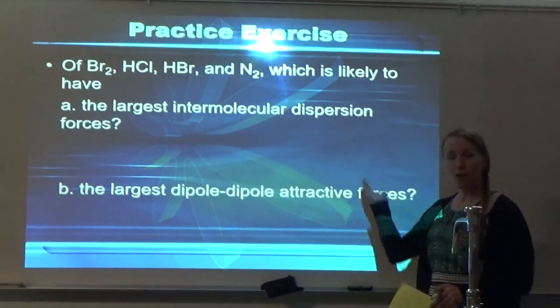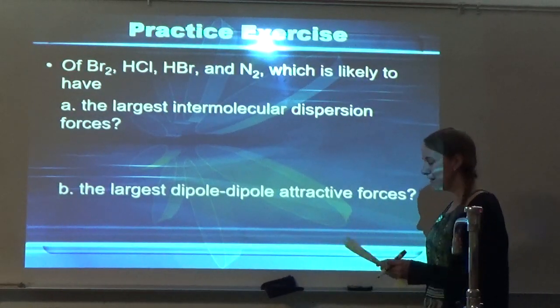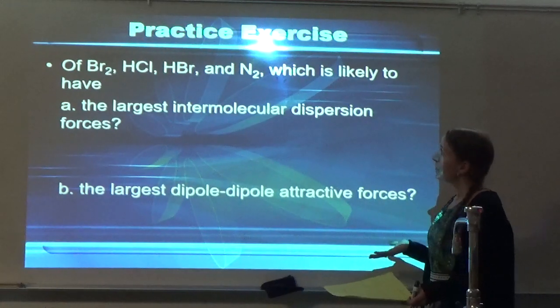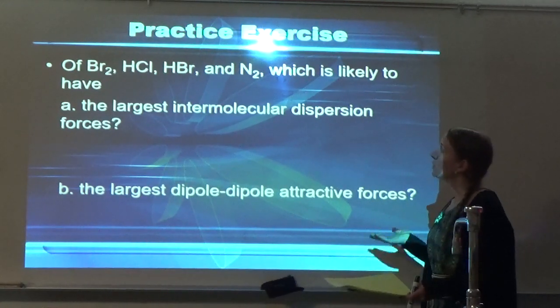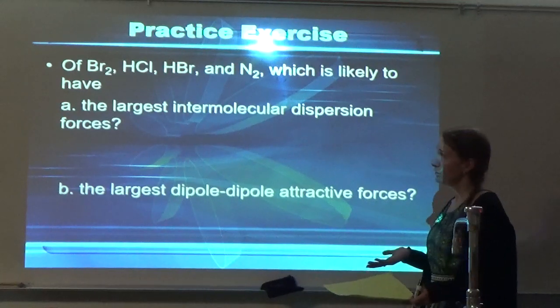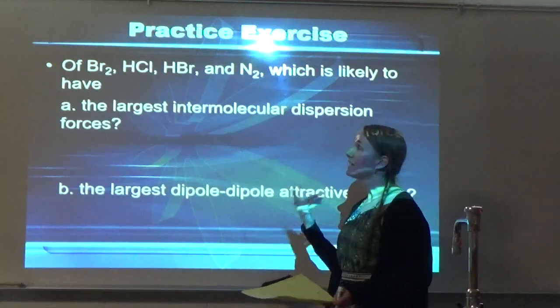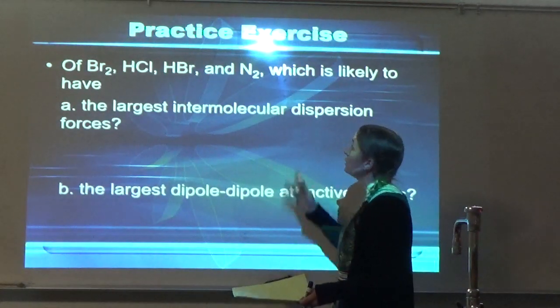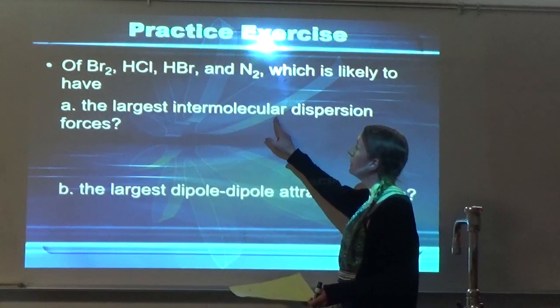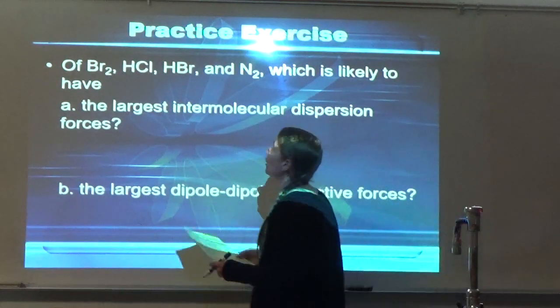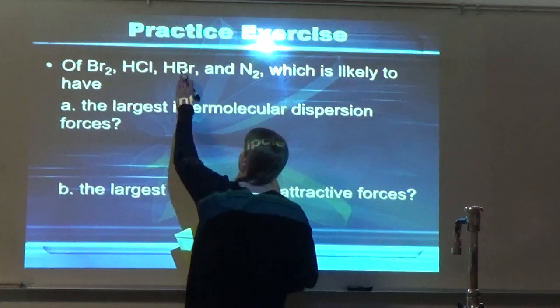Alright, so y'all pause it, try this one. I'll assume you've done that and we'll look at it together. It says, of Br2, HCl, HBr, and N2, which is likely to have the largest intermolecular dispersion forces? I can see that all of these are just two atoms. They're all diatomic molecules. So if I'm looking for just London dispersion forces, I need to focus on molar mass.